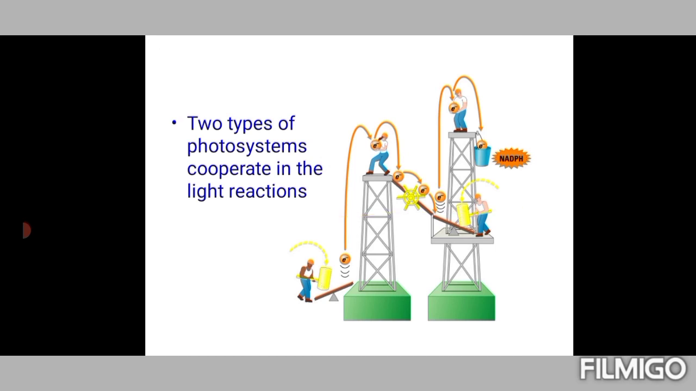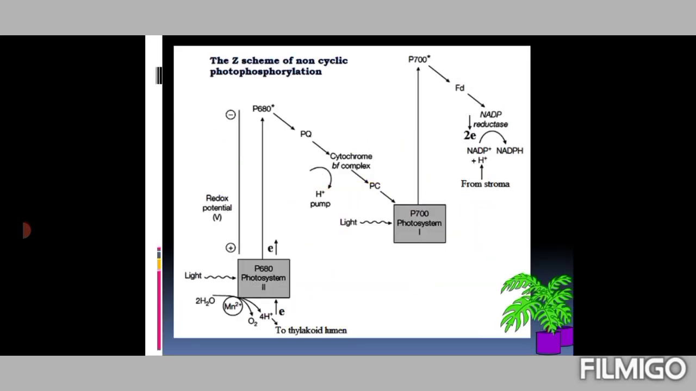Further, one more point is that this is also called the Z scheme. It is because of the energy levels shown here, the way the electron travels. It looks like the English alphabet letter Z. So this is called the Z scheme.